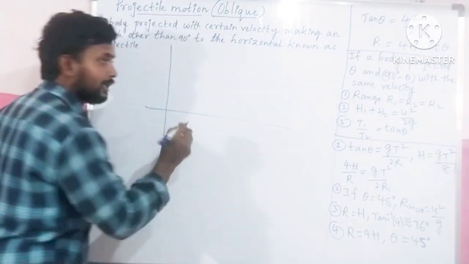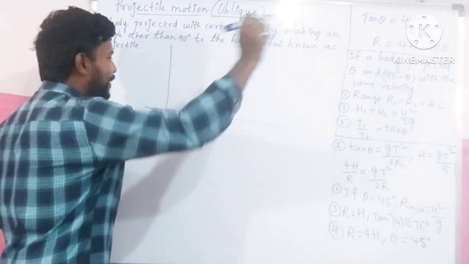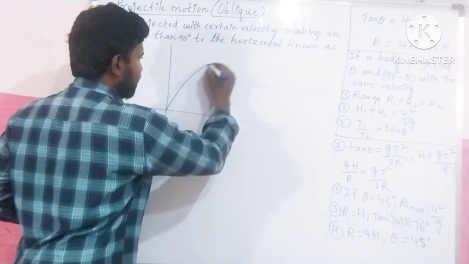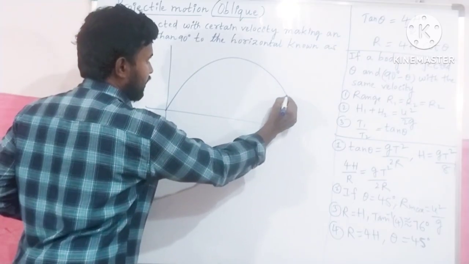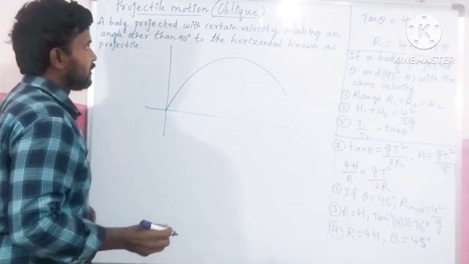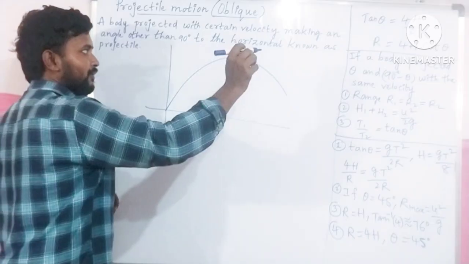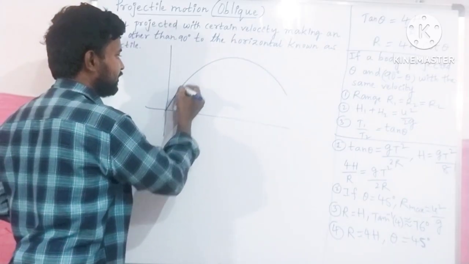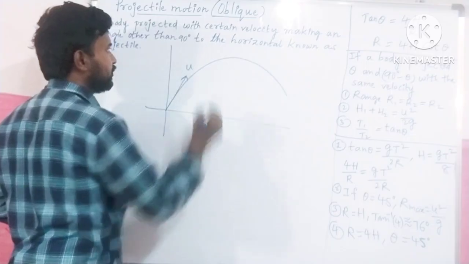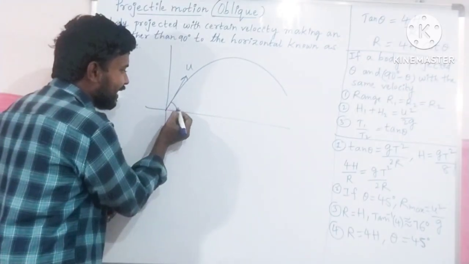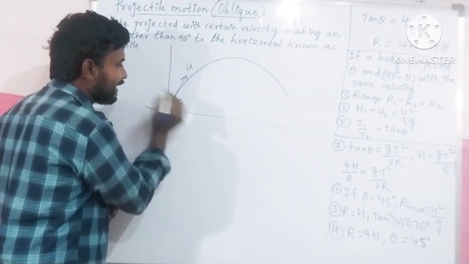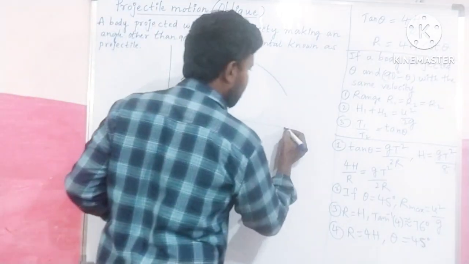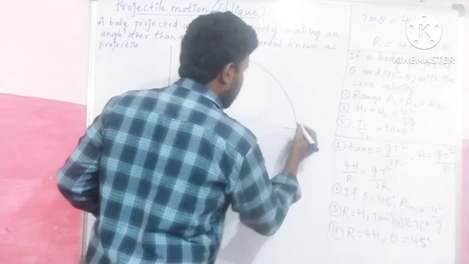Here I throw a ball with a certain velocity. I projected a ball with a certain velocity u, making an angle theta with the horizontal. That is known as projectile motion.